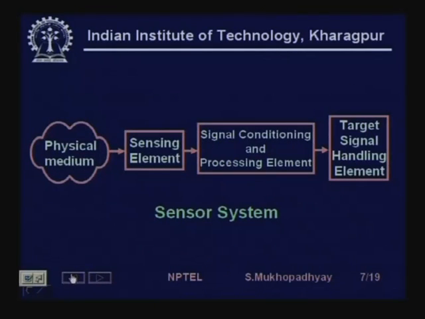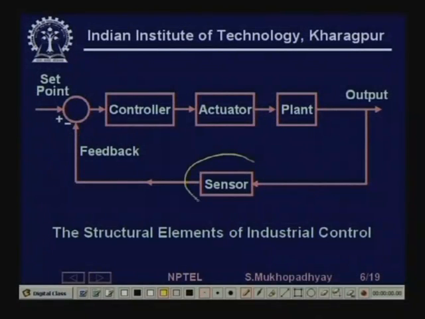I am sorry, this has to go back, yeah. So that you do by the sensor. Then when you compare, you get what is known as the error. So, you give the error to the controller, then the controller knows what control input to give such that the error is minimized.